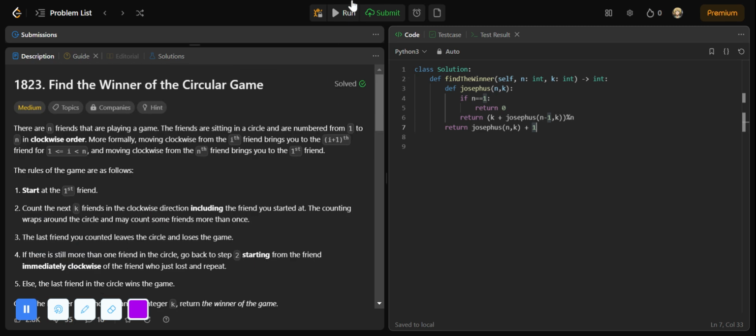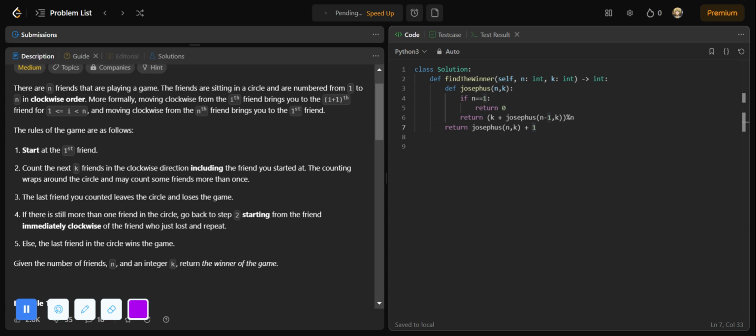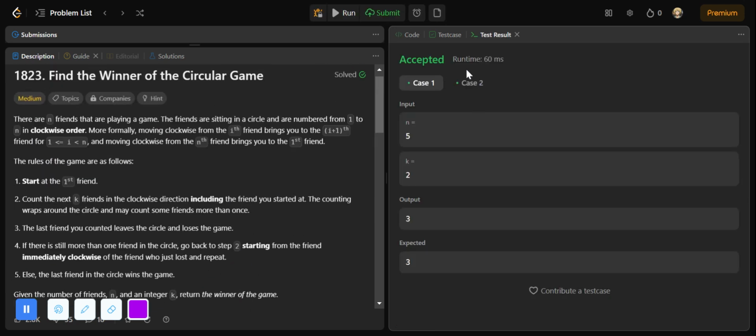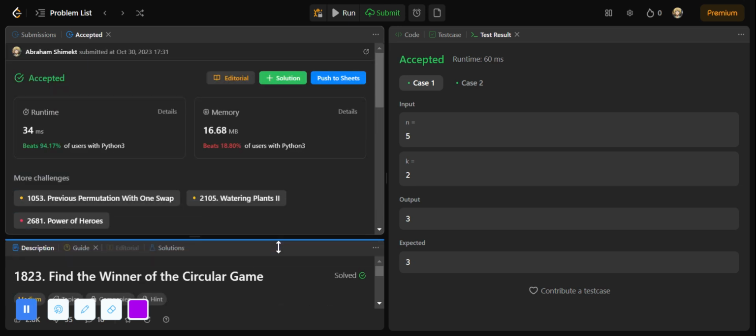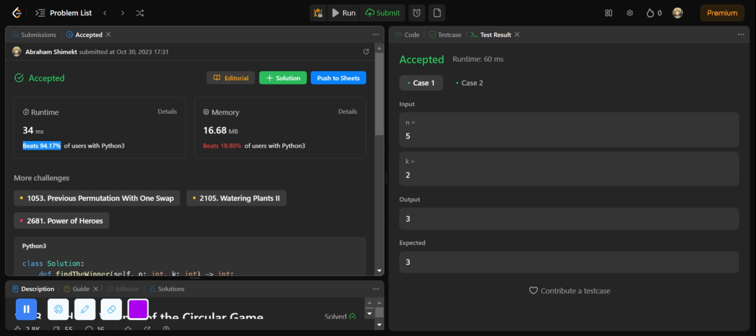So let's run the code and see what's going to happen. As you can see, it passed. Let's submit it and see if it works for all the test cases. It passed, so it beats this much of the Python users, and space is this much of the Python users. So thank you very much.